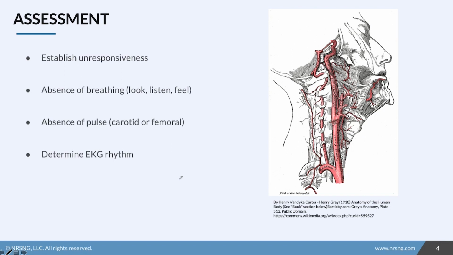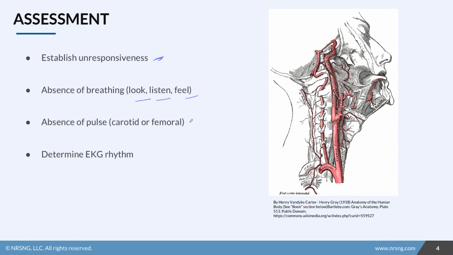So, assessment here, you know. First, determine if your patient is truly unresponsive. Trust me, start doing chest compressions on someone who's still responsive, and they're going to let you know how much they don't like that. We want to check for breathing. You know how to do this. Look, listen, and feel. Check for that chest rise and fall. Listen for that breath, and get up close so you can feel it.